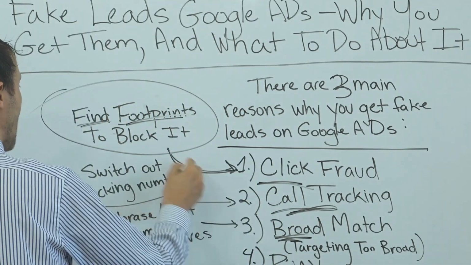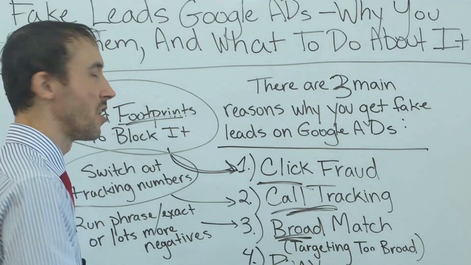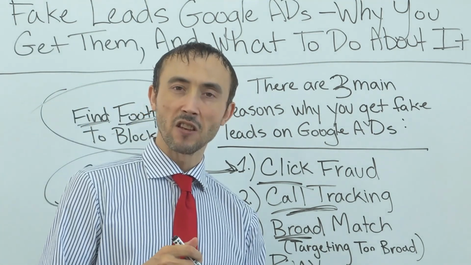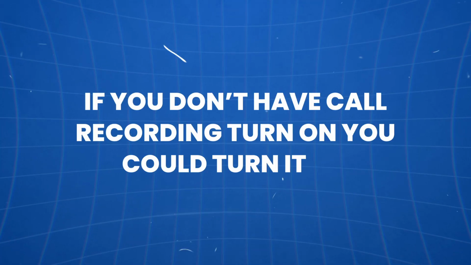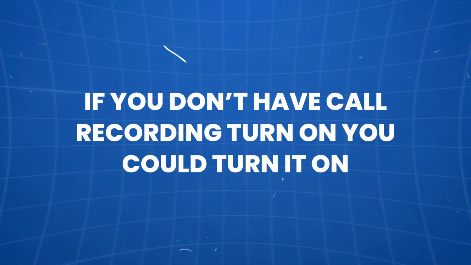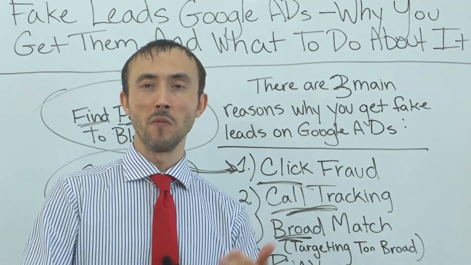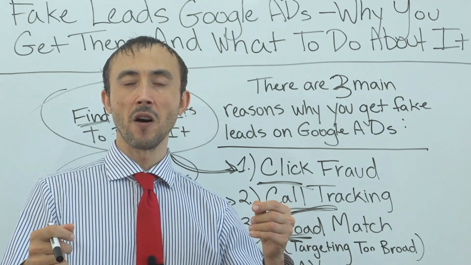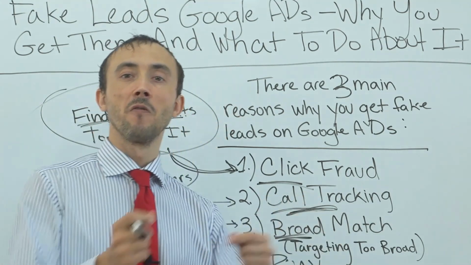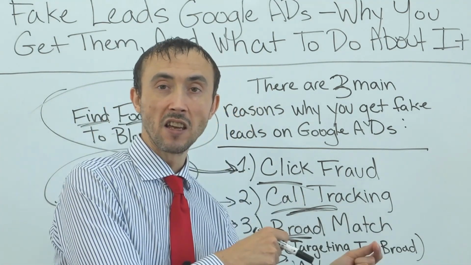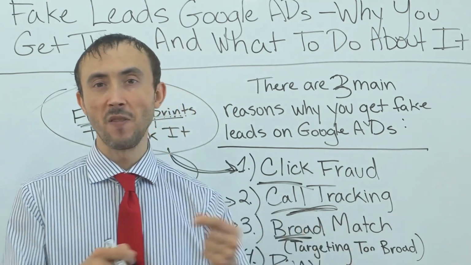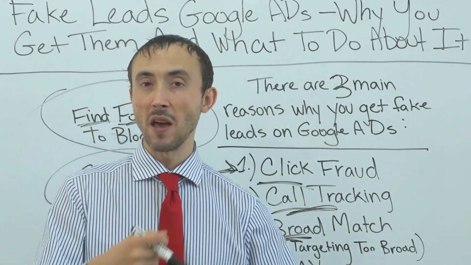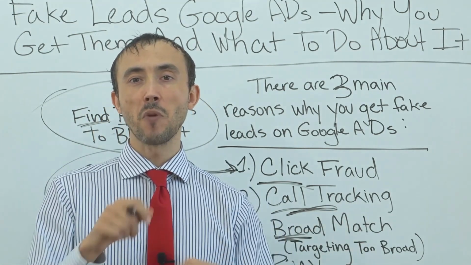If you've got call tracking and that's what's causing the fake leads, which you could easily figure out, because if you don't have call recording turned on, you could turn it on in your call tracking account, whether that be CallTrackingMetrics or CallRail or whatever you're using, and then find where the fake leads are coming from. And then conversely, find out what tracking number they called in that caused that fake lead, and then make a log of it, and then find the patterns to it.